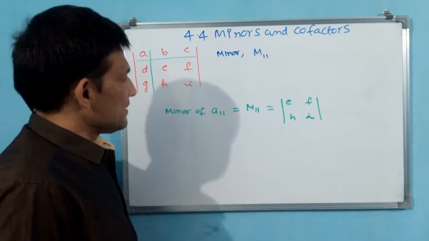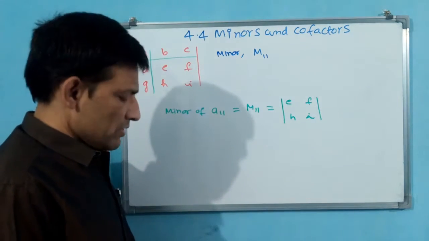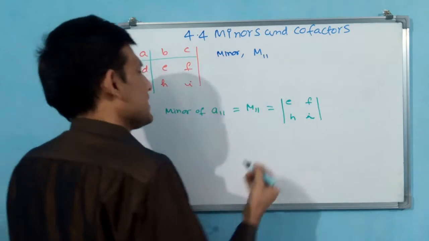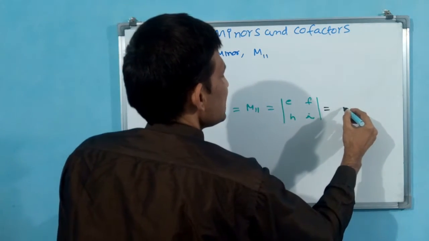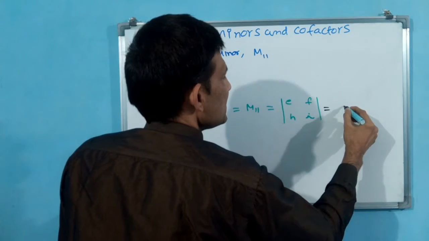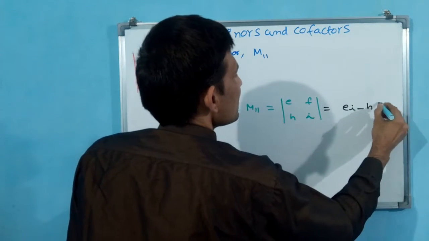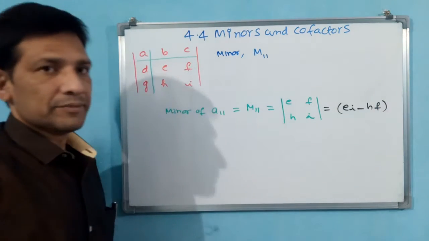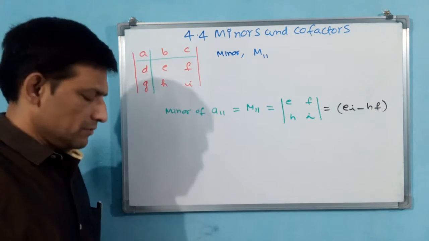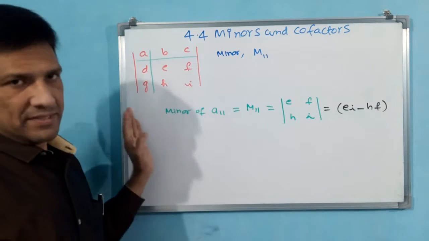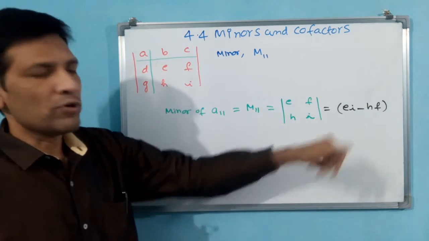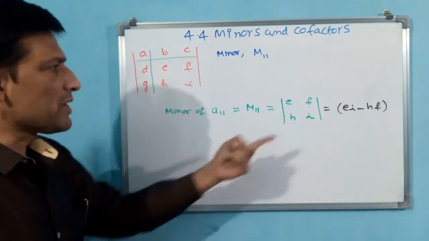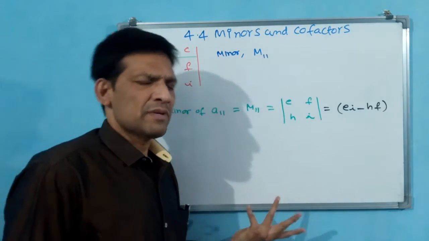Then can you leave it like this only? No, we have to find the value, not an expansion, only one simple step. What is the answer? Answer is EI minus HF. Because alphabets are there, this expression has come. If these are real numbers, automatically one single number will come. Minor means one single number only.